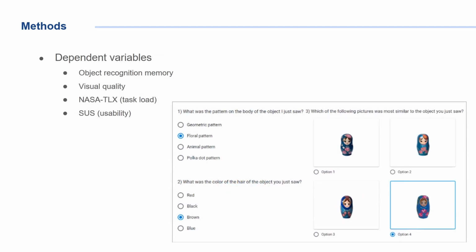The dependent variables are as follows. We conducted a survey asking 3 questions to identify objects: visual quality, task load, and usability.